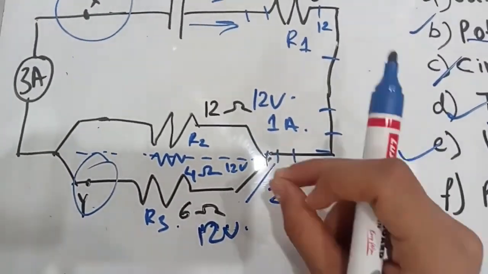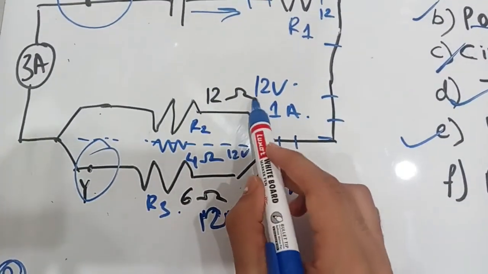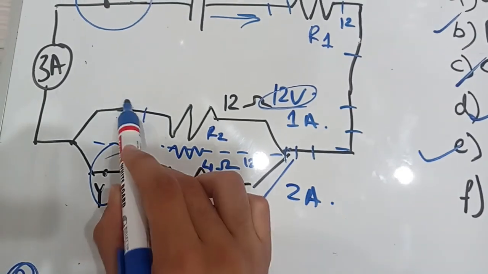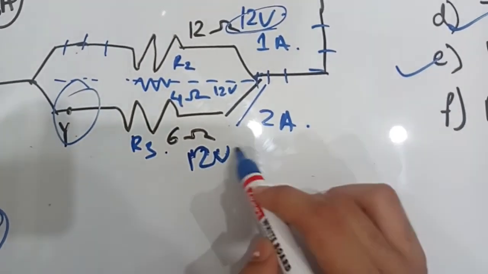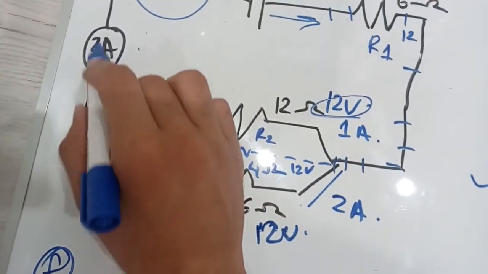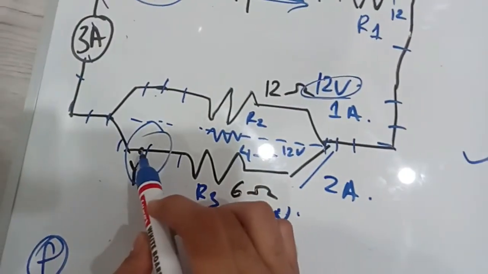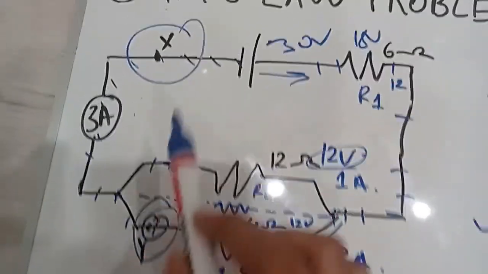Voltage does not split in parallel, so 12 volts go through both. We know that this takes up 12 volts, so 0. 12 volts go through the other as well, and we know that this takes up 12 volts. So after this, we have 0 all the way. So at this point, we have 0. And at this point, we have 0.